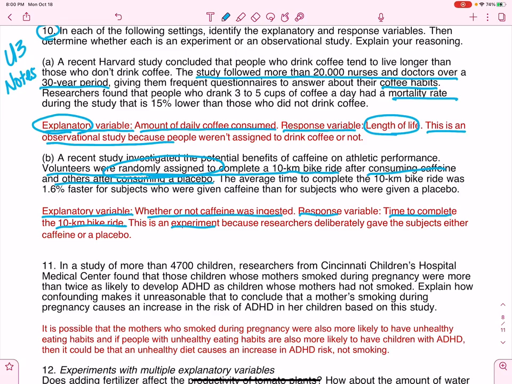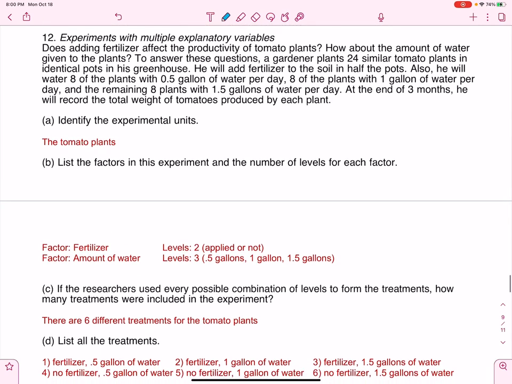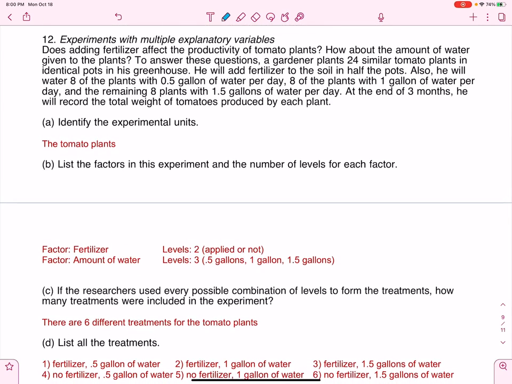The next example we're going to look at is example 12. So this is an experiment problem, experiment with multiple explanatory variables. Make sure you read the question. Please keep in mind when you are identifying the experimental units, that's what we're experimenting on. Since we are adding fertilizer and water to tomato plants to see how it will affect the tomato plants, the tomato plants are the experimental units.